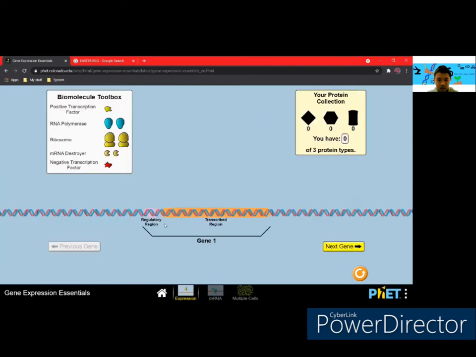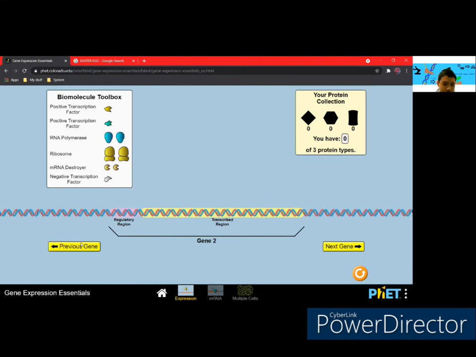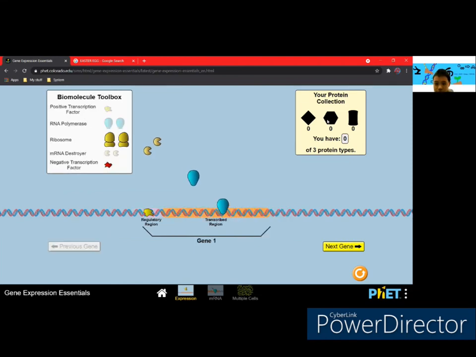So let's go down here to the expression. Now we're not going to care about these ribosome thingies or mRNA destroyer things. Well, technically we can add these two in. And if we see here, we can put the positive transcription factor onto the regulatory region, and then eventually the RNA polymerase will come here and it will start transcribing. And you might notice that there's this protein collection thingy, and that's for the ribosomes, but the ribosomes we're not going to care about today.